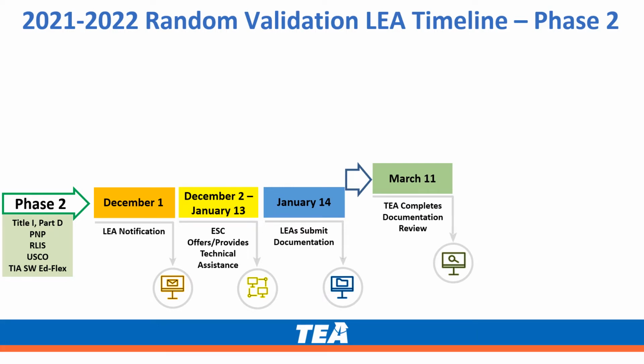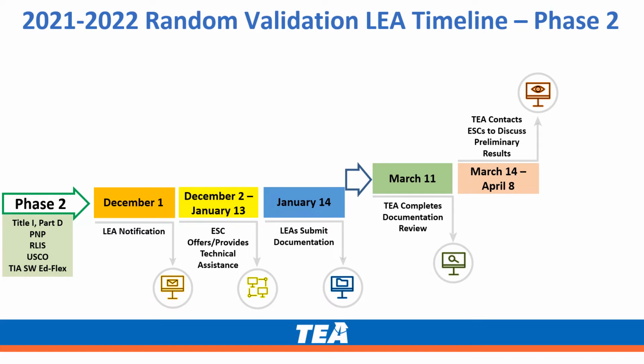TEA will complete their documentation review by March 11th, and between March 14th and April 8th, TEA will contact ESCs to discuss preliminary results. By April 26th, TEA will share the results of the random validation process with LEAs via email.